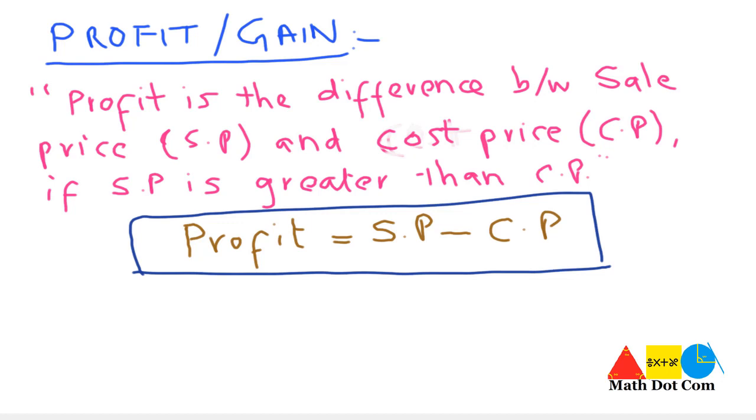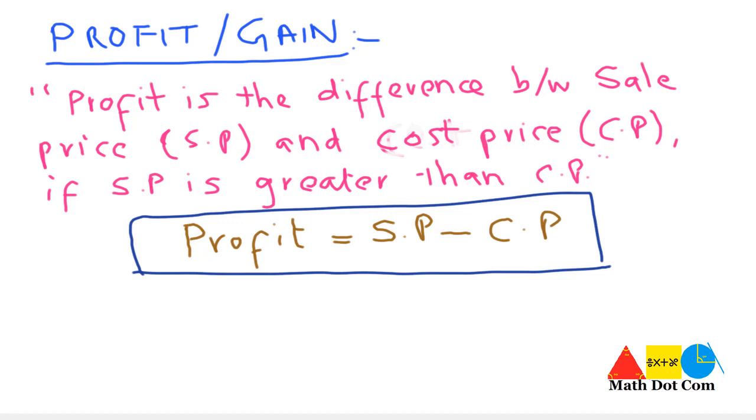Whenever you are given the sale price and cost price and you want to calculate the profit, you just need to find their difference, subtract them. Before subtracting, first see whether sale price is greater than cost price. If it is so, then it means you are on profit.